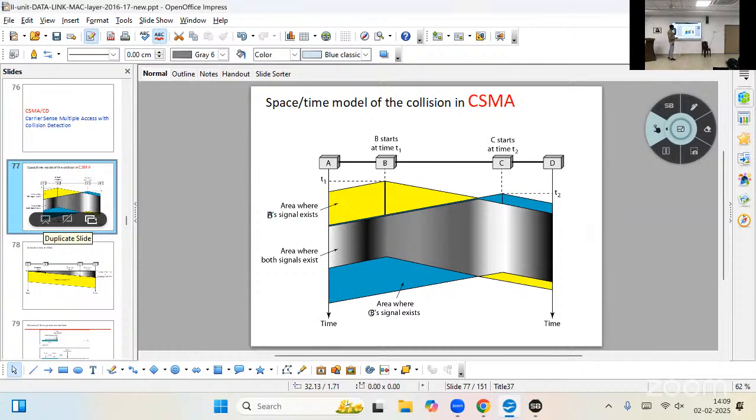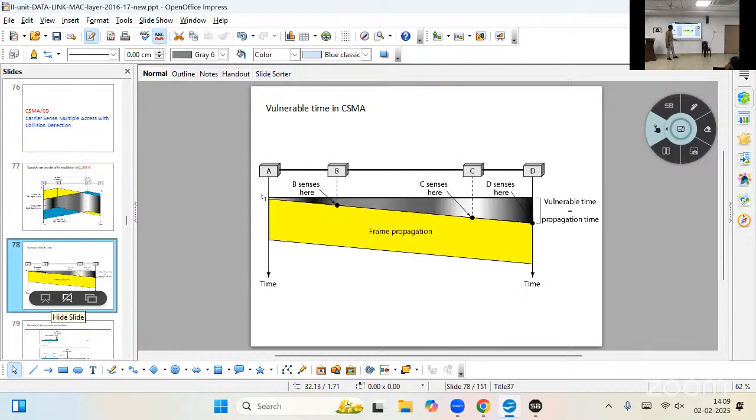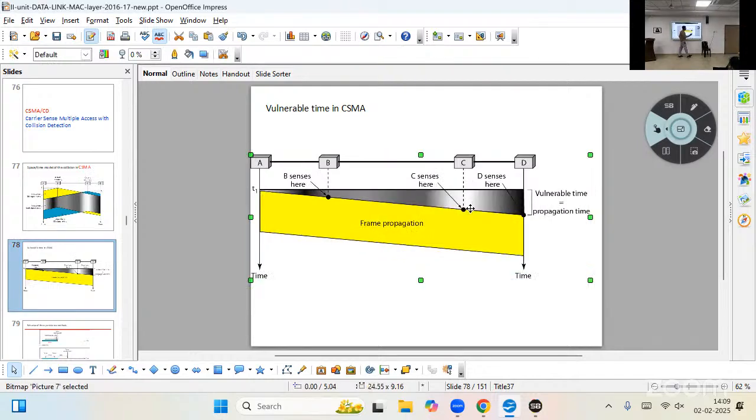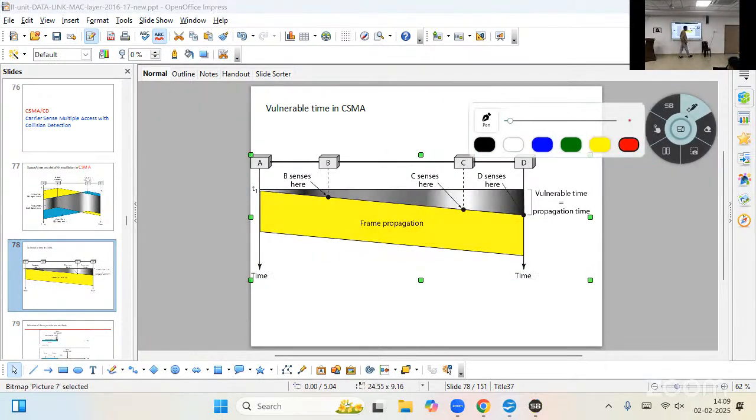Okay. The CSMA: if you want to transmit data from source to destination, we need to sense the channel. If the channel is free, we transmit the data. If it is busy, we wait for some random amount of time. If two stations transmit at the same time, a collision will happen. So to avoid the collision, we need to use some mechanisms.